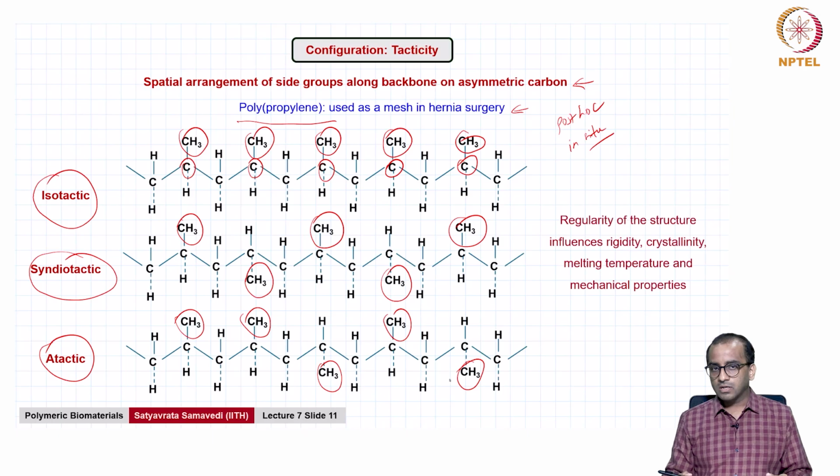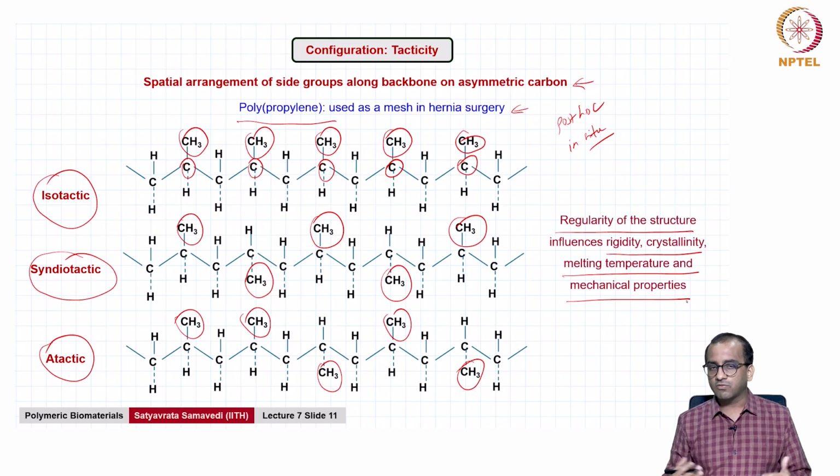And as it turns out, tacticity, like I said, affects the regularity of the structure, which in turn influences the rigidity, crystallinity, and even things like melting properties and mechanical properties of the polymer. So isotactic polypropylene is primarily used in many applications, including medical applications, primarily because of these reasons.